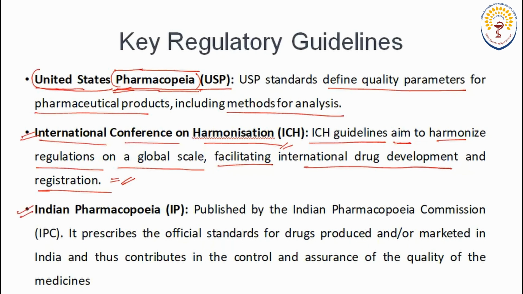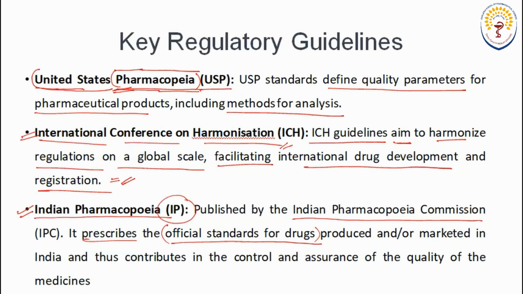The main thing is the Indian Pharmacopoeia. In our country, we have the Indian Pharmacopoeia, in short known as IP. This Indian Pharmacopoeia is published by the Indian Pharmacopoeia Commission. What does it do? It prescribes the official standards for drugs. It says that your drug quality should be of this kind, it has to follow these standards, and only after that will it be of the correct quality.